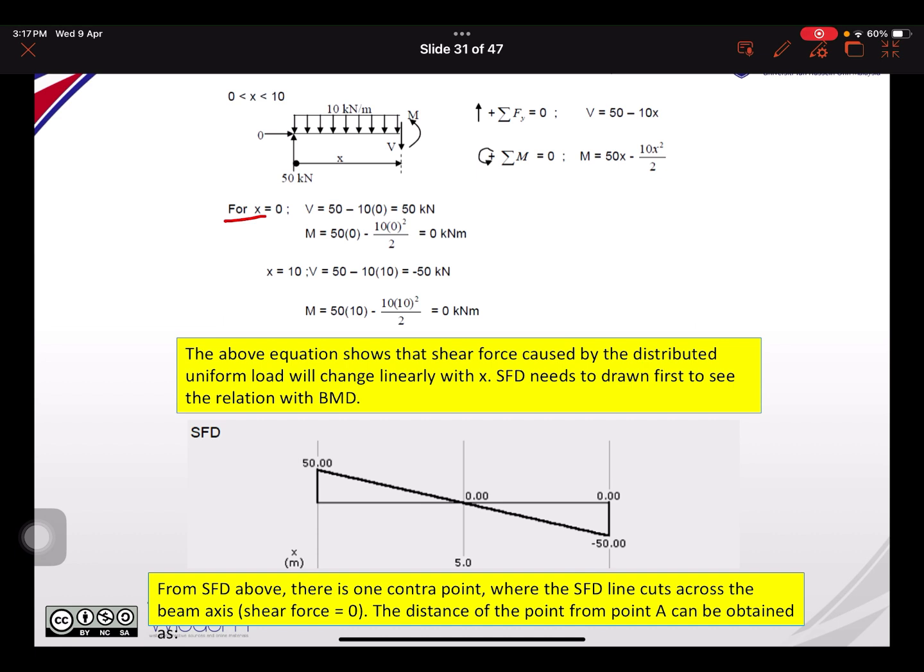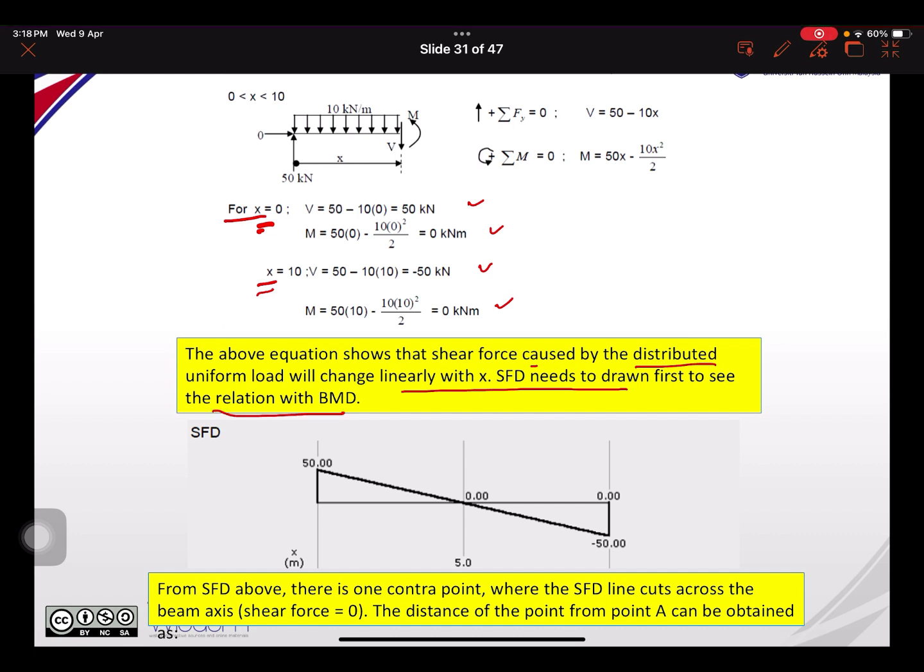F equal to 0 and Fx equal to 0, x equal to 10. You insert the value, you get V, you get moment. Okay, so after that you plot the shear force and bending moment diagram. You can see that the above equation shows that the shear force caused by the distributed load will change linearly with x. So the shear force needs to be drawn first to see the relations with the BMD.